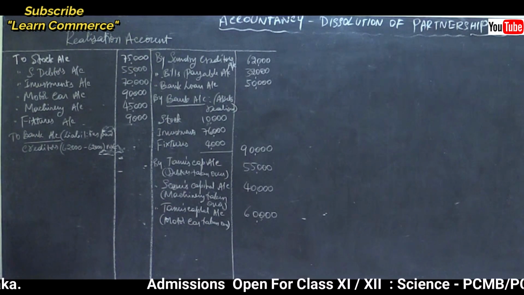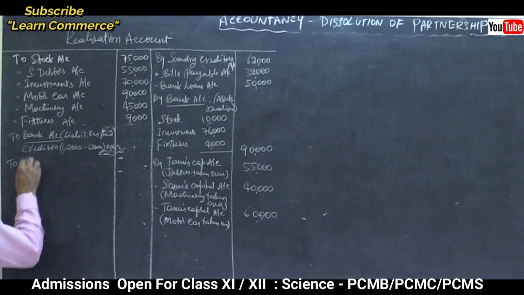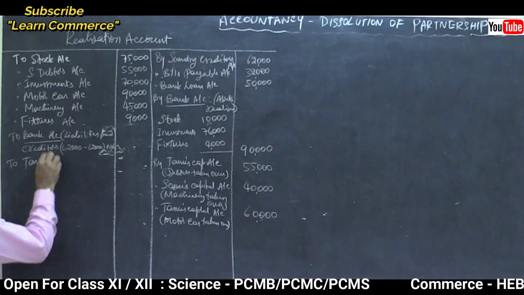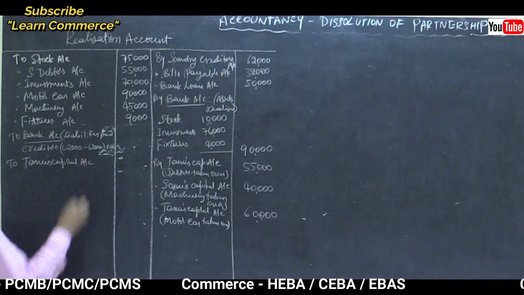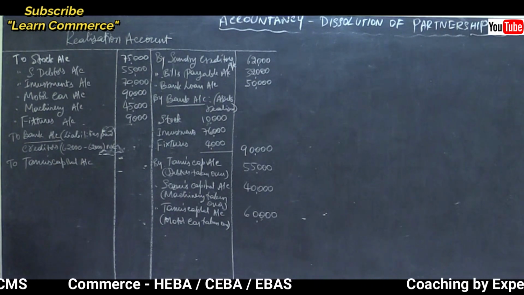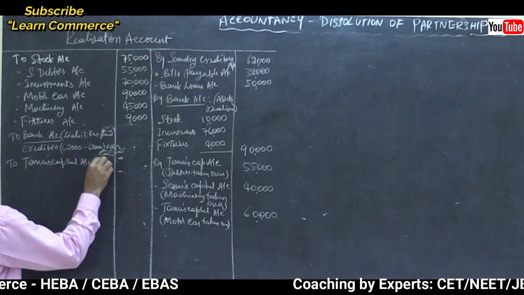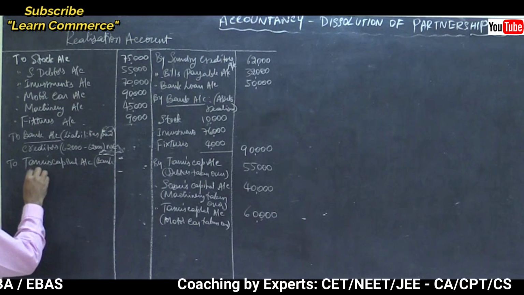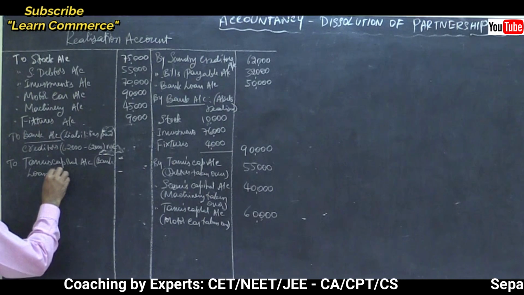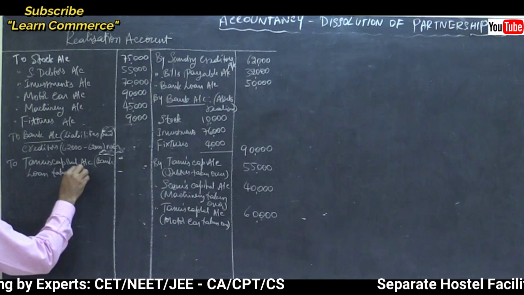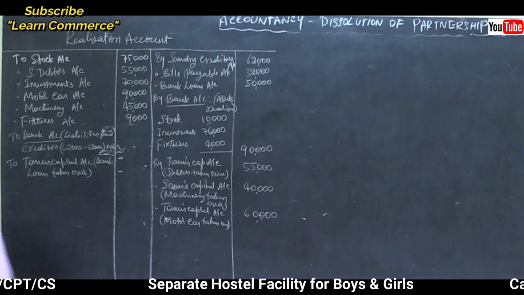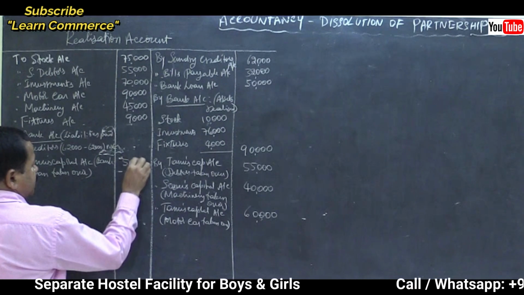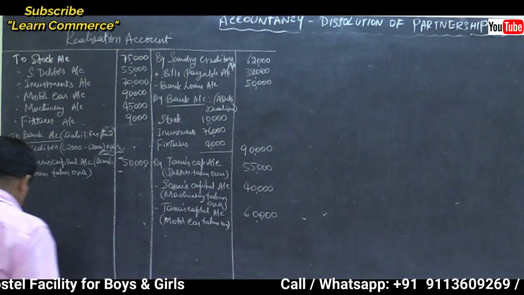So, to Tanu's capital account. Tanu's capital account, bank loan taken over. How much? 50,000, right? Yes, it is. 50,000.